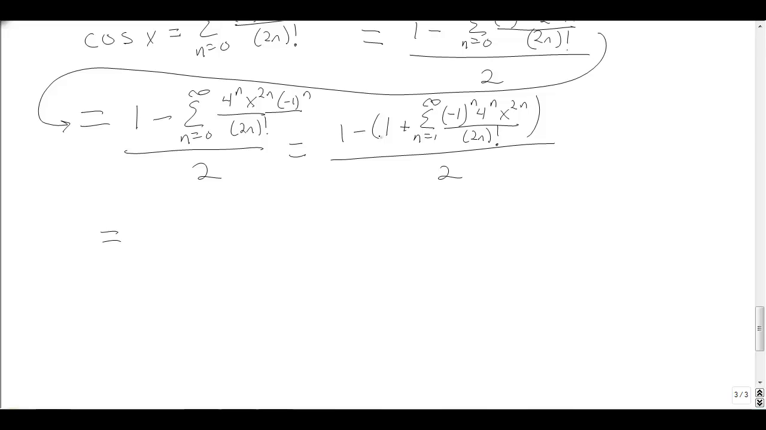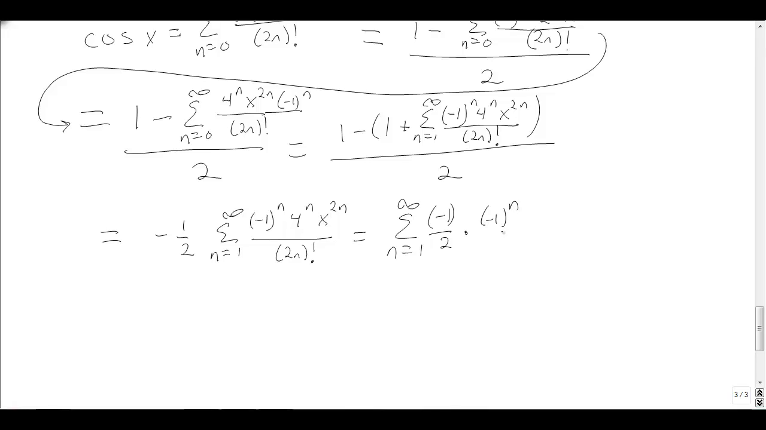Now, 1 minus 1, that's 0. So I get a negative, and then I can bring the 2 up from the bottom. I get a negative 1/2, sum n equals 1 to infinity, negative 1 to the n, 4 to the n, x to the 2n over 2n factorial here. And then I'm going to bring the negative 1/2 inside my series. So I get n equals 1 to infinity. So the negative 1/2 is negative 1 over 2 times negative 1 to the n.